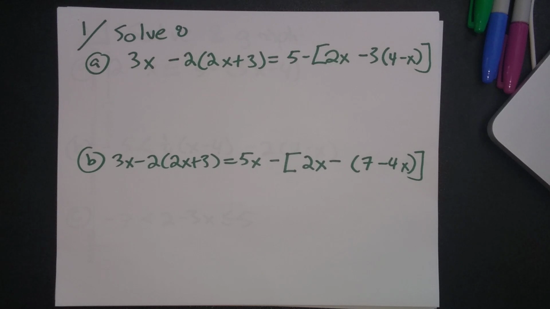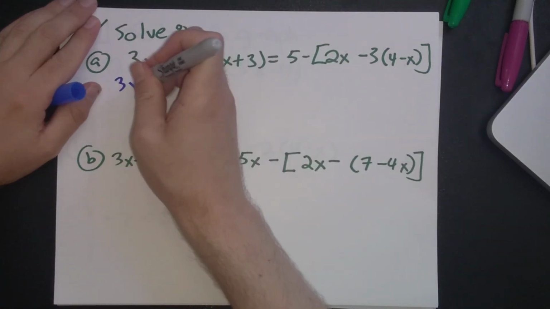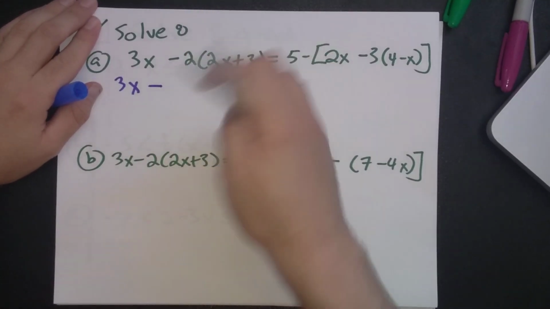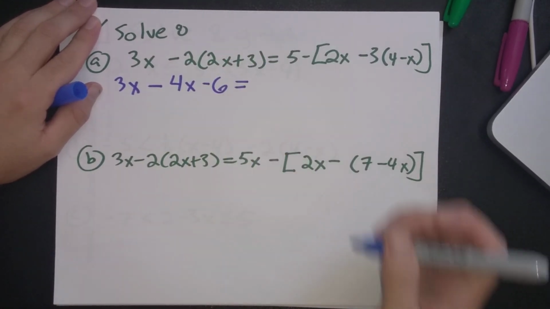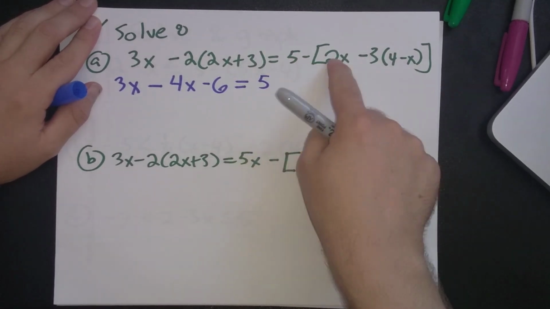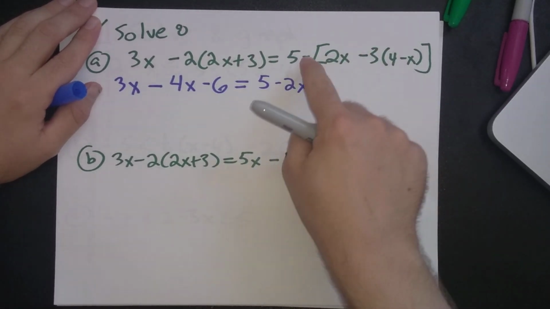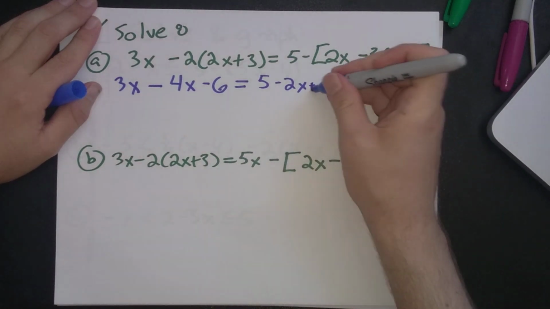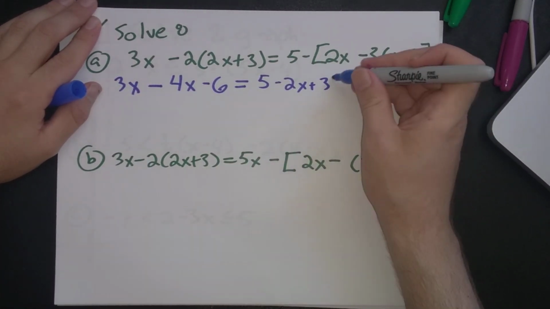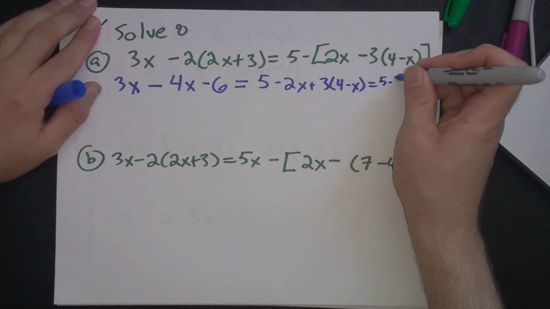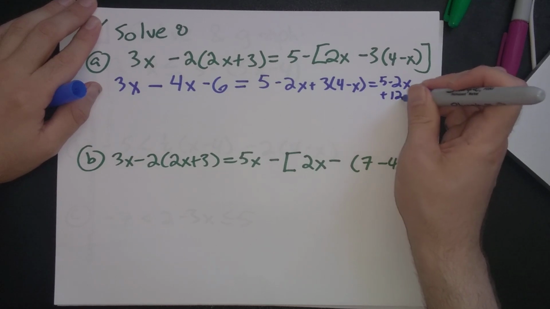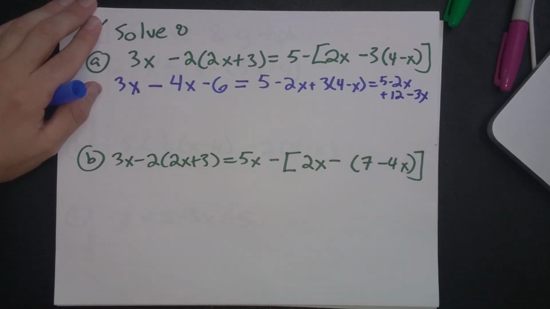So the first thing here is that in problem 1 we have to solve a couple of linear equations. Just checking that you can distribute things and everything okay. 3x, distribute the minus 2 through, minus 4x minus 6 is equal to 5 minus 2x, and then plus, minus times minus is plus 3 times 4 minus x. And we can expand this as, so 5 minus 2x plus 12 minus 3x.